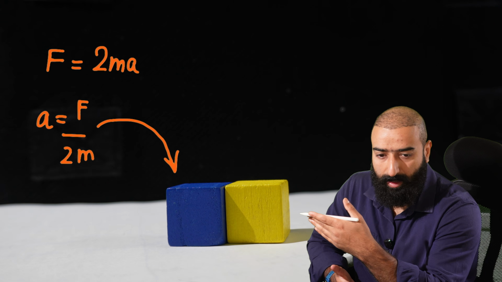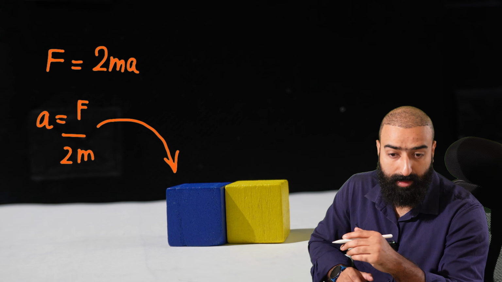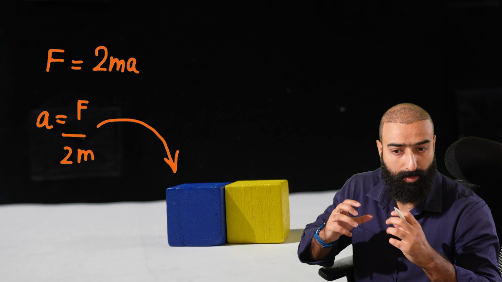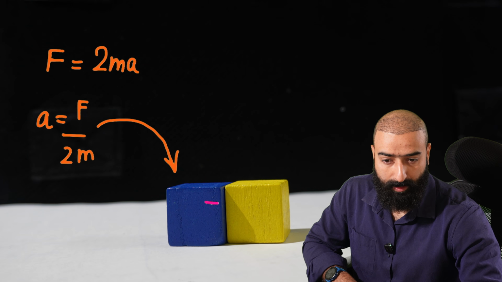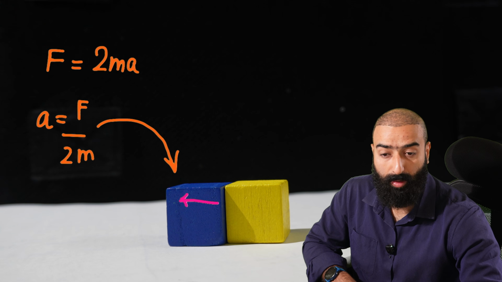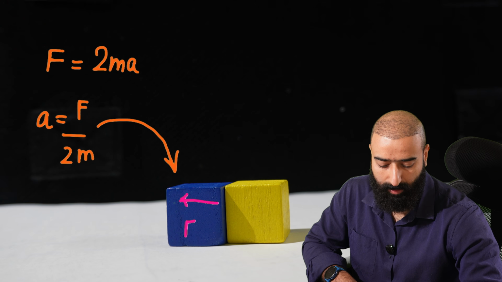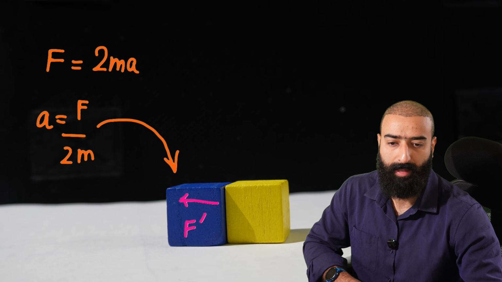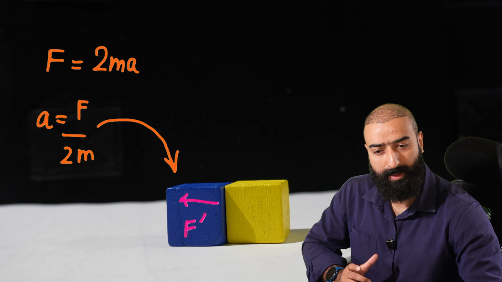Is it our hand that's pushing it? No, it's the contact force between the yellow block and the blue block. So here's the force with which the yellow block pushes on the blue block. I'll call that F prime. Okay, now let's use F equals ma on the blue block.